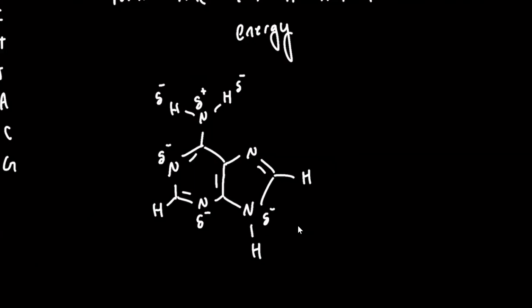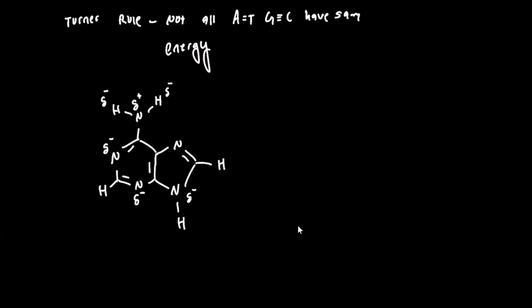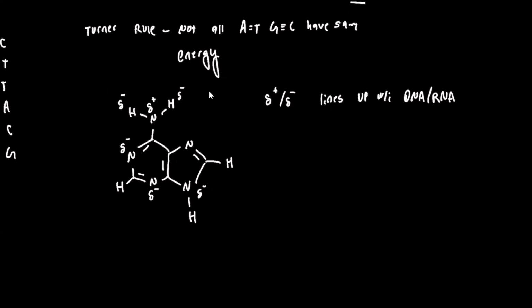So what we end up having is areas of charge that are negative and areas of charge that are positive. So if we can get our partial positive and our partial negative charges to line up within our DNA or RNA, then we get more stabilization with dipole interactions. But that is why they change. It's not an insane amount of change. It's a lot, but it's not insane.